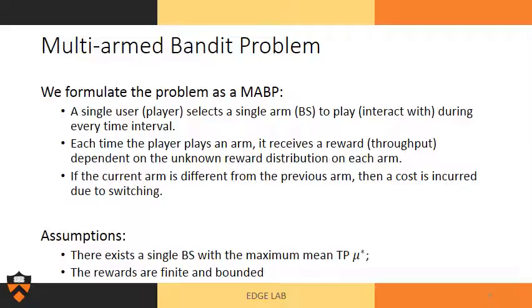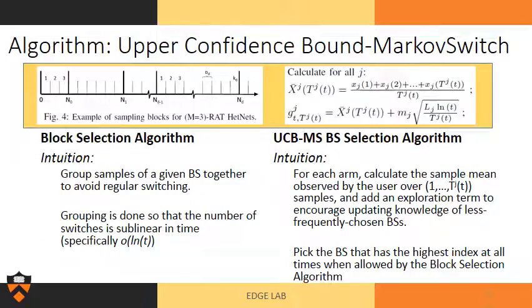We assume that there exists a single base station with maximum mean throughput mu star, and that the rewards are non-negative and finite. The algorithm that we develop is called the UCB-MS algorithm, and it basically is a combination of two algorithms.